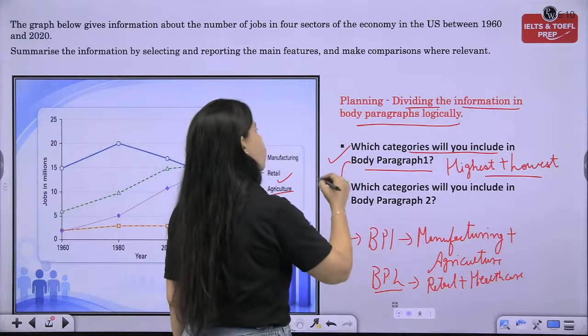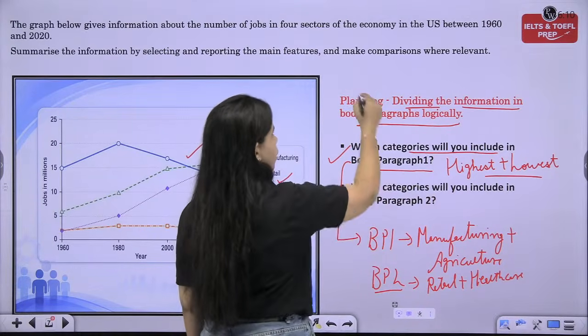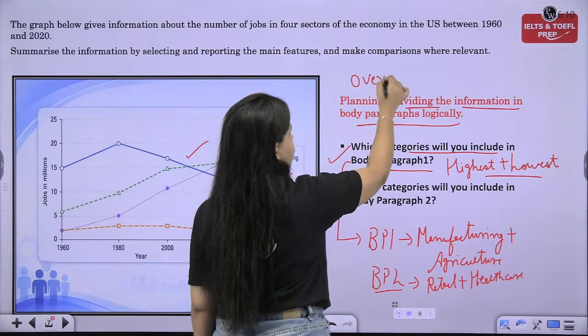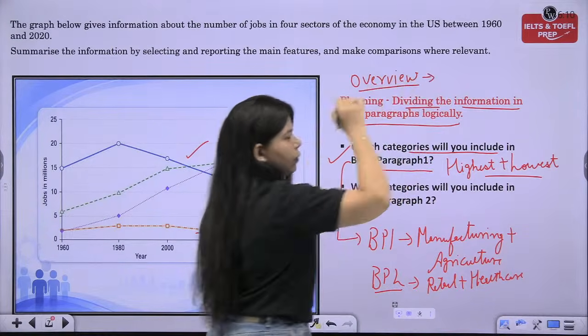And what about the overview paragraph also? In the planning stage, other than body paragraphs, ask yourself this question also: what is it that I'm going to take in my overview paragraph?